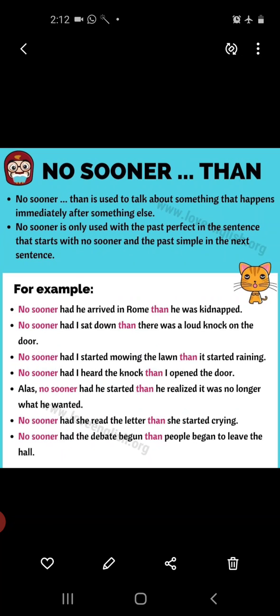So guys, this is the transforming of affirmative sentence to negative, and we will discuss some more things in the next video. Okay, till then I hope that it is clear to you.